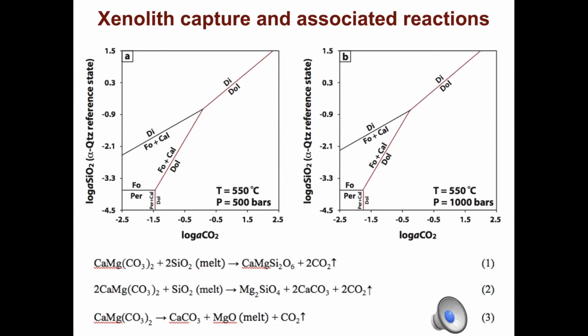First, at the conditions of low silicon activity and CO2 activity, reaction 1 is stable, and dolomite is converted into diopside. Once xenoliths were captured, reaction 1 progressed, and CO2 was generated. Second, formation of olivine by reaction 2 occurred over a very restricted range of both silicon activity and CO2 activity. Reaction 2 did not proceed until there was enough supply of silicon from the melt and significant degassing of CO2 from reaction 1. Third, reaction 3 records the conversion of dolomite into magnesium melt and CO2.